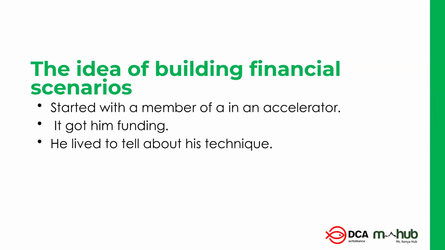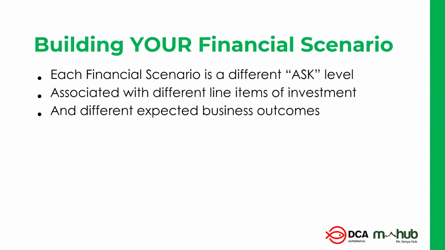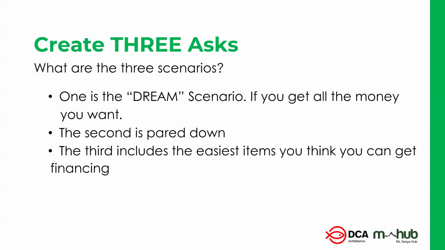Because it shows your company growth, and who knows, an investor may be interested to finance your business. So each financial scenario is a different ask level associated with different line items of investment and different expected business outcomes. So what are the three different scenarios that we are talking about?